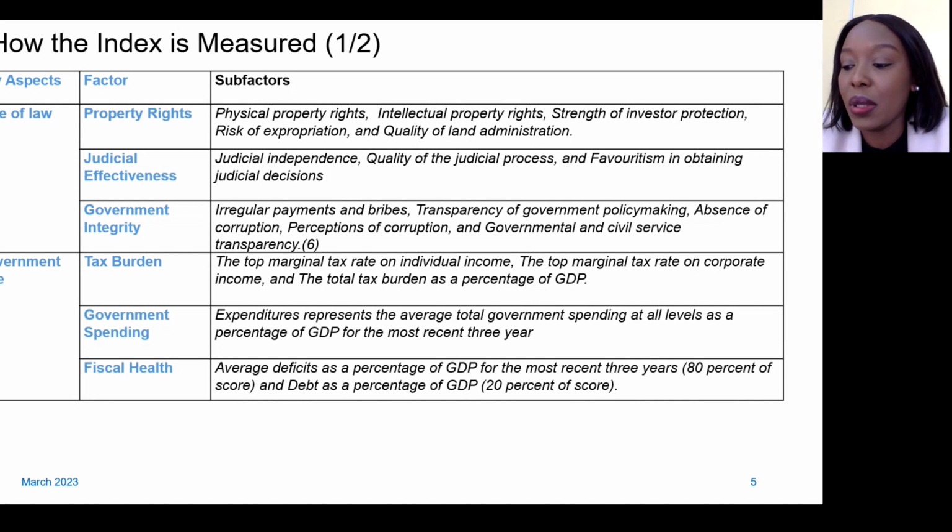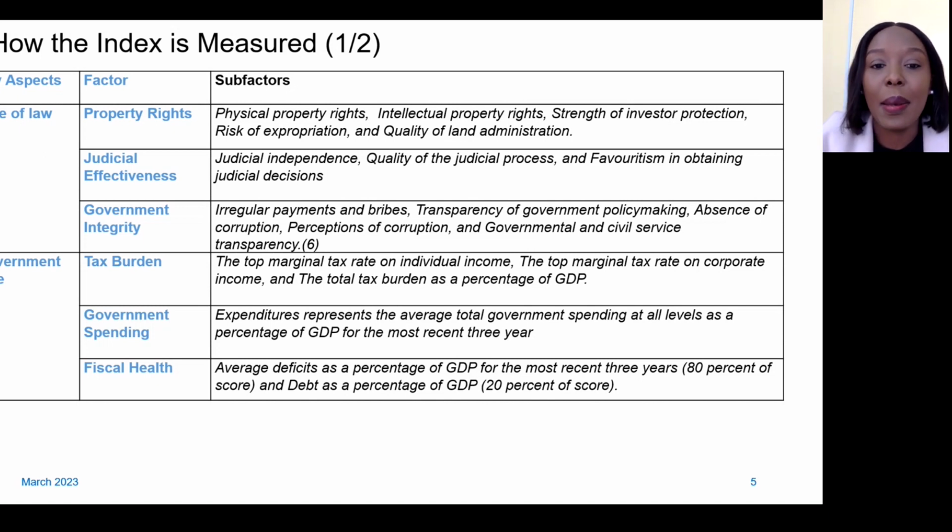So under the rule of law, the index measures property rights, judicial effectiveness, and government integrity. Then in terms of government size, the index looks at the tax burden, government spending, and fiscal health, among other things. And then the third category, which is regulatory efficiency.